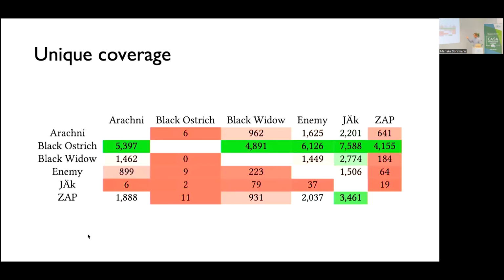It's interesting to compare across different tools by head-to-head comparison. In this matrix, the cell at a given row and column tells you how many patterns the scanner in the row can solve that the scanner in the column cannot. So the impressive line is the green one of Black Ostrich, which solves more than the others.